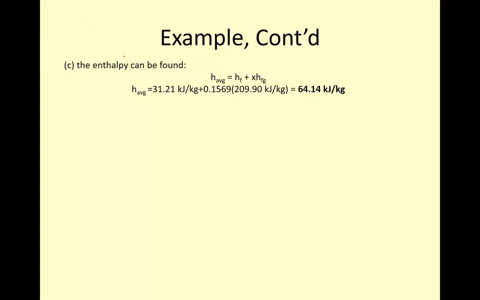Continuing, we can look up the enthalpy, where our H average is equal to H sub F plus X, the quality, multiplied by H sub FG. Again, we're just looking up these property values in the table at that saturation temperature and pressure, and then calculating the value.